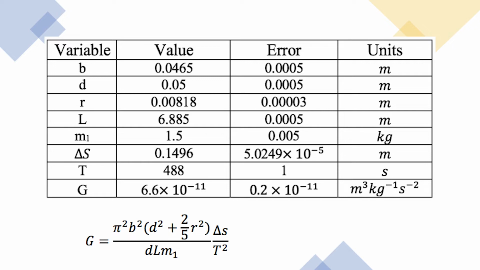The value of G was found using the equation below. The error in G was also found. It was determined that the largest contributor of error was b, which is the distance between the center of masses for the large and small ball.